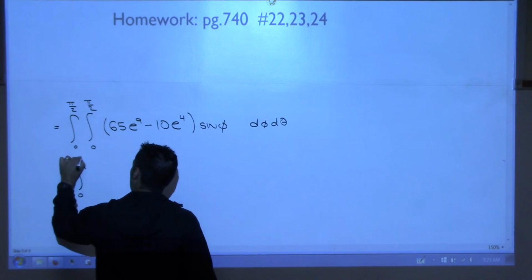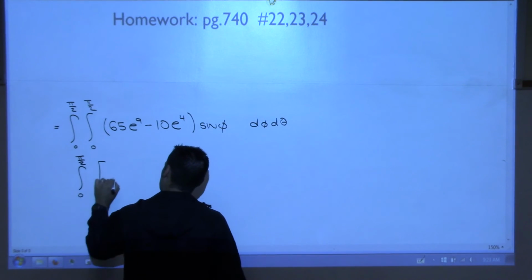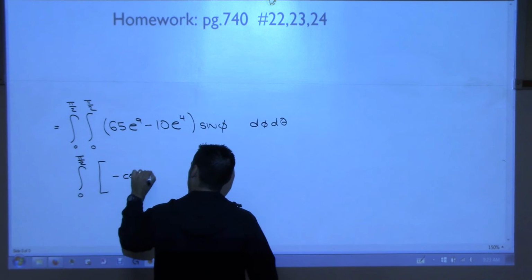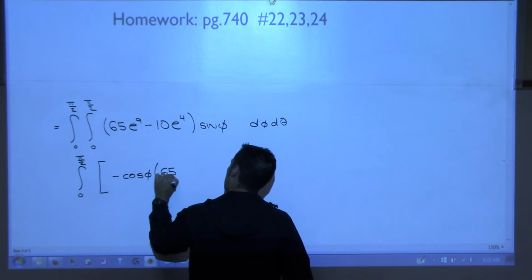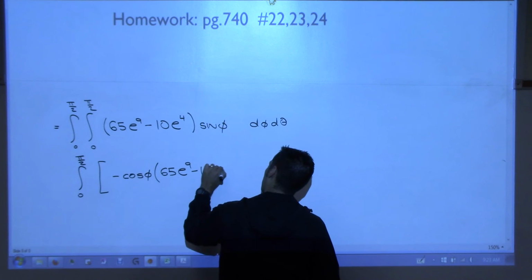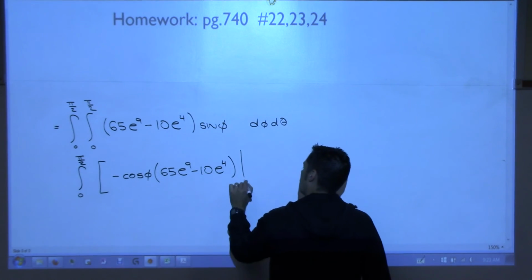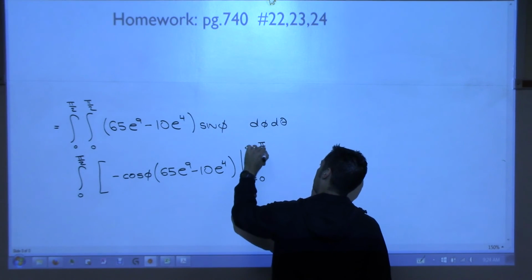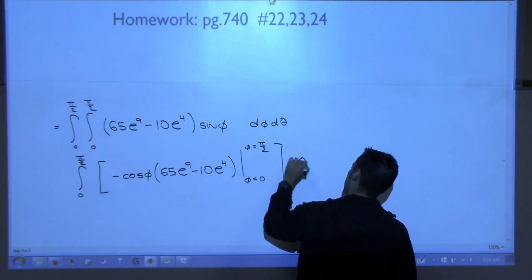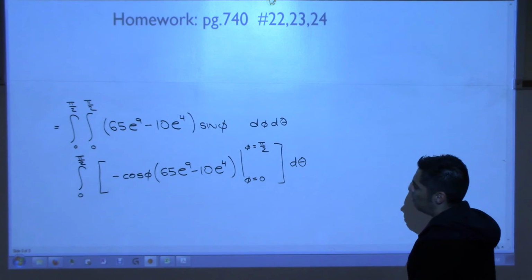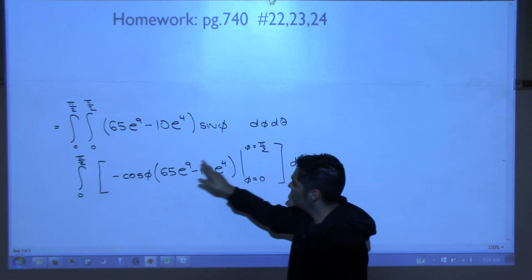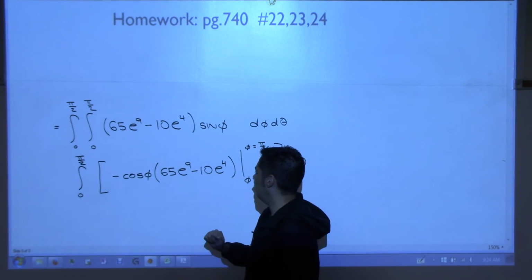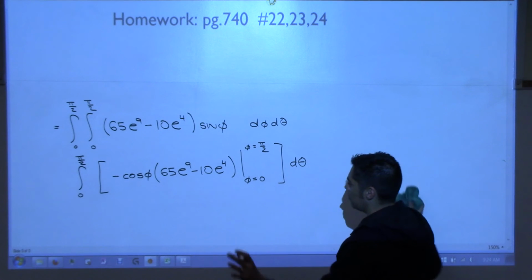So integral 0 to pi over 2 times negative cosine. This is all a constant, so it just came along for the ride. I'm evaluating this from phi equals 0 to phi equals pi over 2. Then d theta. So let's plug in pi over 2. Cosine of pi over 2 is 0, right? So the whole thing zeroes out.